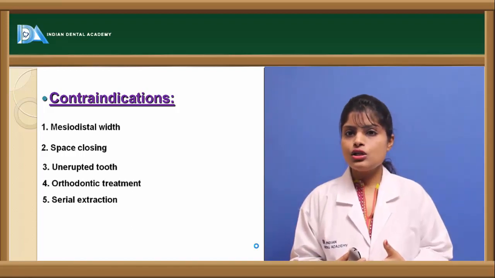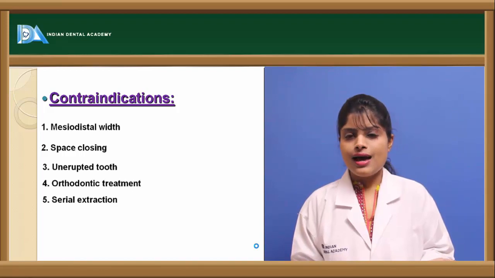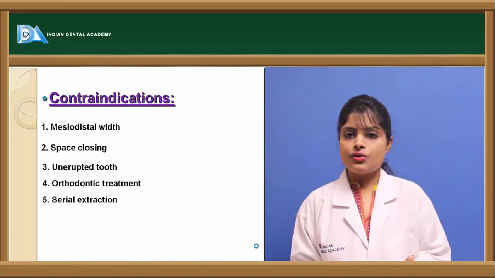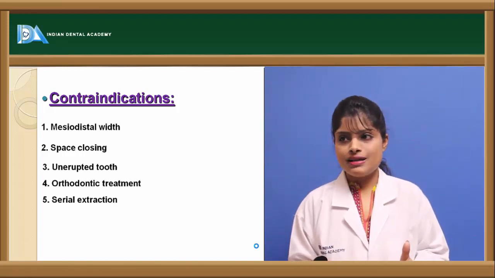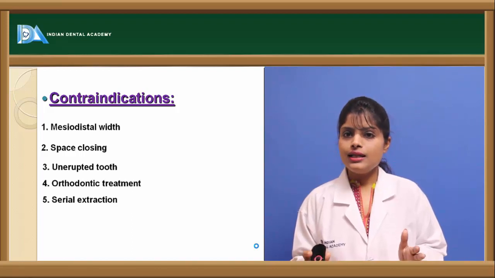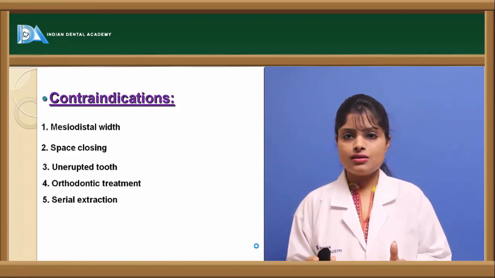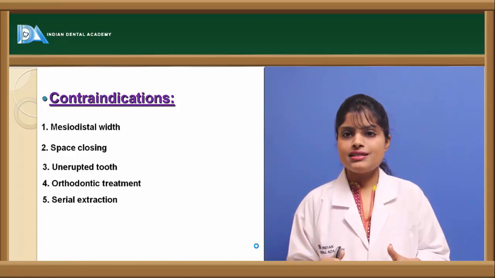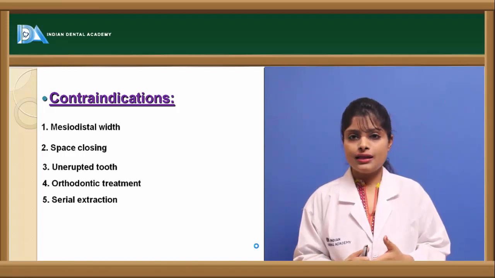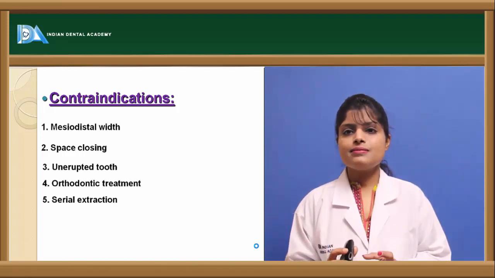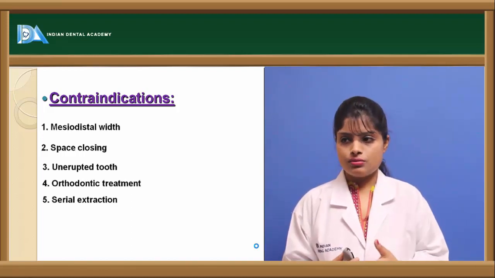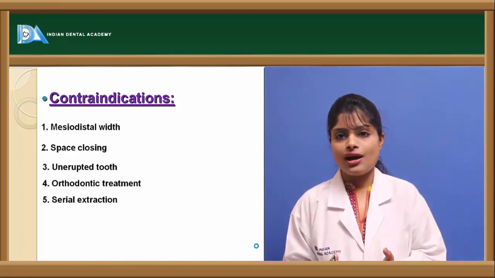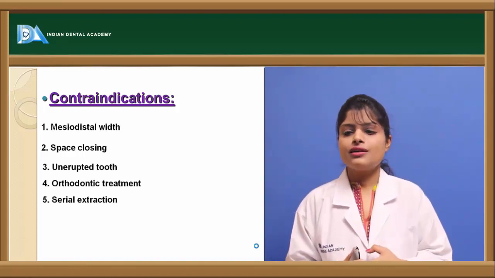So, if the space shows no signs of closing and the space which is available is greater than the space which is required for the eruption of the permanent teeth, we do not give a space maintainer in such conditions. In the case when the permanent successor is absent or there is anodontia, in such cases we do not give a space maintainer. In the case where orthodontic treatment is mandatory or there is a developing malocclusion, in the case where serial extraction is indicated, we do not give a space maintainer.